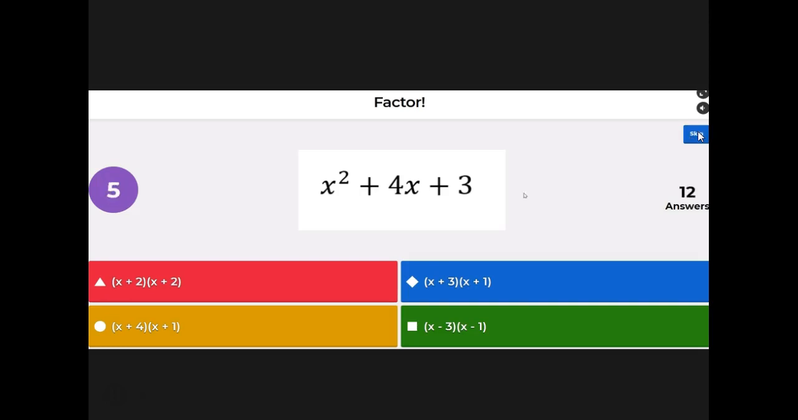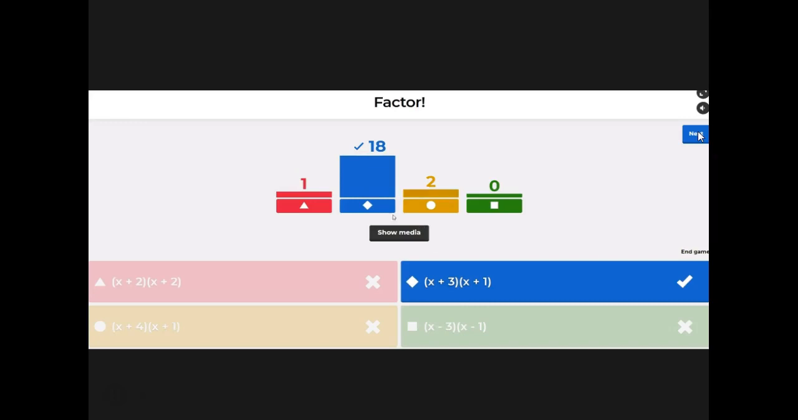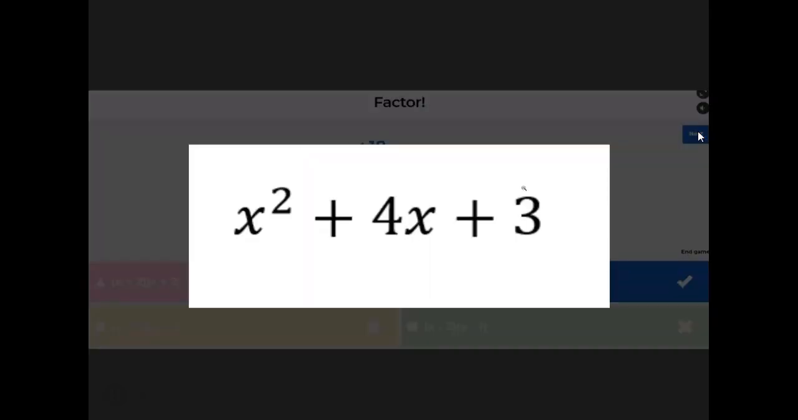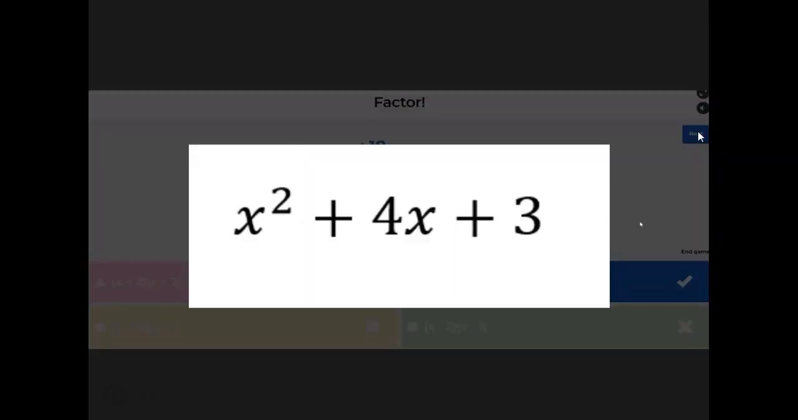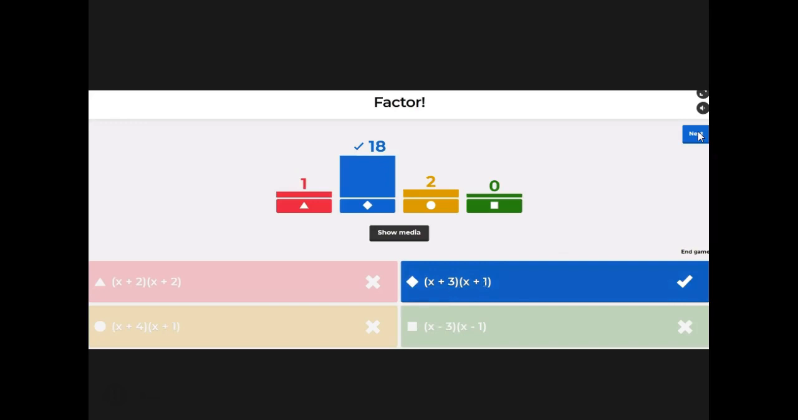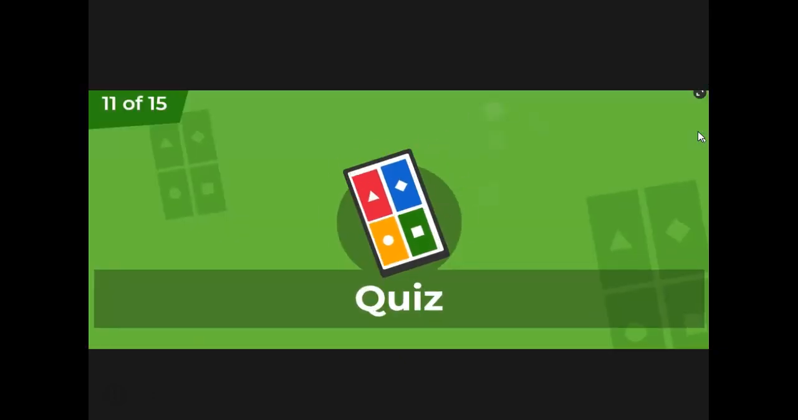Remember, the A value is 1, so all you need is magic X. It's a plus. So if the A value is 1, you need the factors of 3 that sum to 4, which are 3 and 1. And they're both positive, therefore both factors are positive, 3 and 1. If the A value is greater than 1, then you have to do the steps that we did previously.